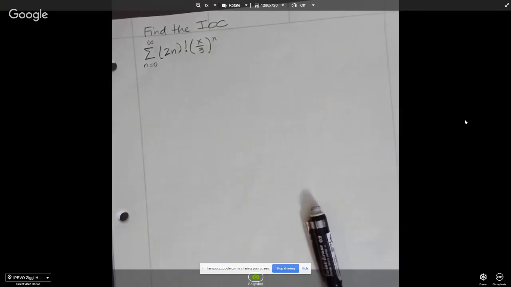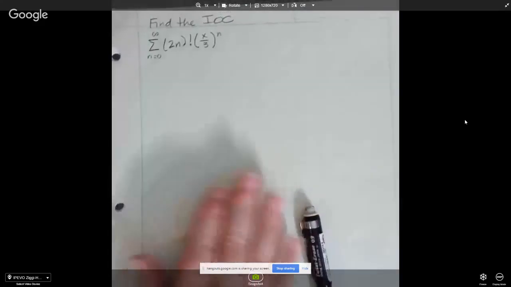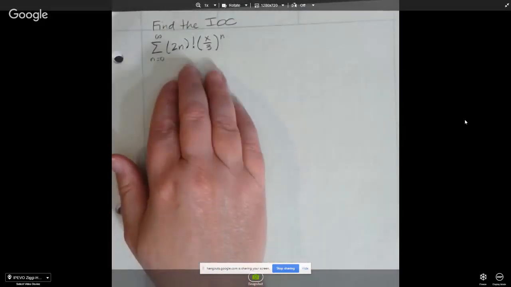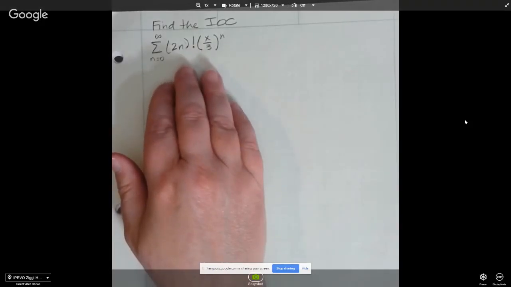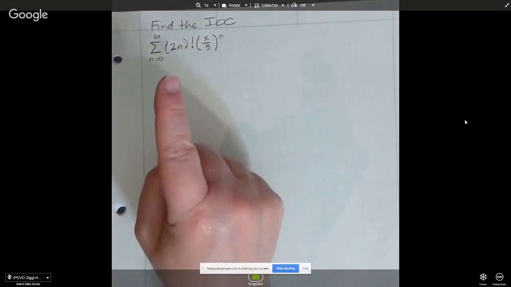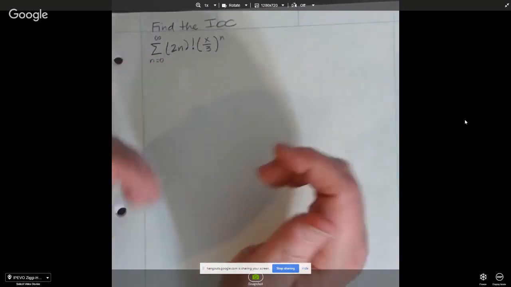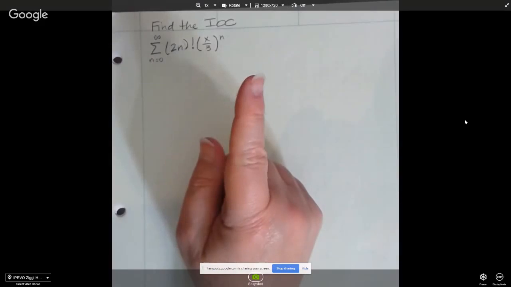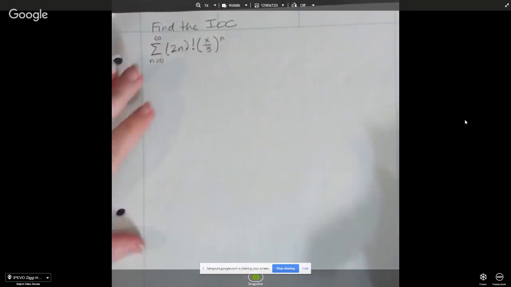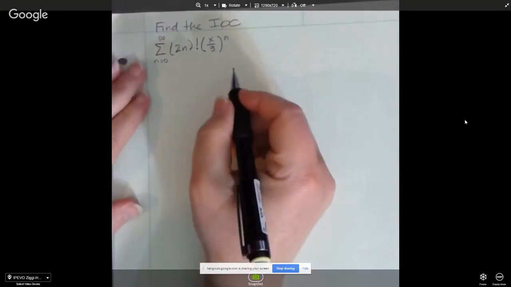Now remember, because this is a power series, you have three possibilities. You can converge for all real numbers, you can converge over an interval, or you can converge only at a point. Those are the only three possibilities. Okay, and so we're going to use the ratio test here.